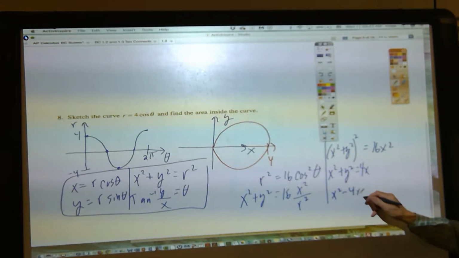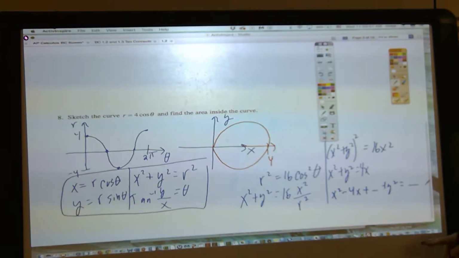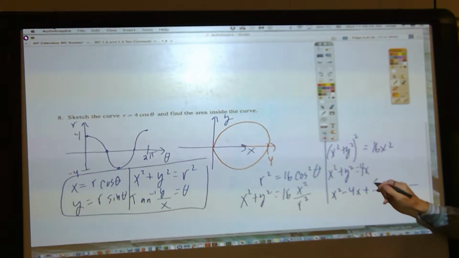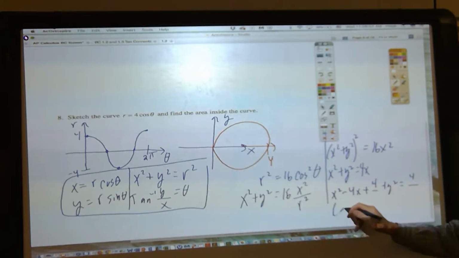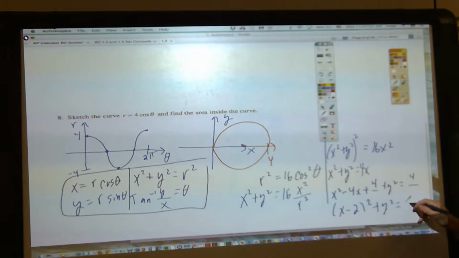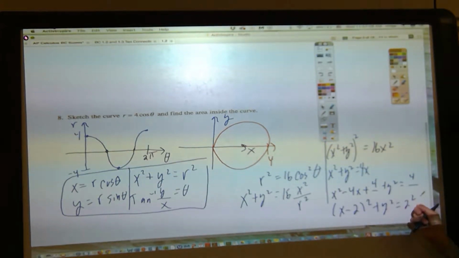x squared minus 4x plus blank, plus y squared equals blank. The number that completes the square: take negative 4, cut it in half, is negative 2, squared is 4. So that gives me (x minus 2) squared plus y squared equals 4, which is 2 squared. So that basically gives me a circle centered at (2, 0) with a radius of 2.